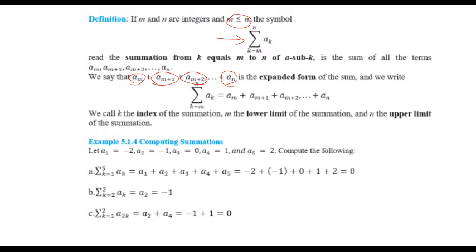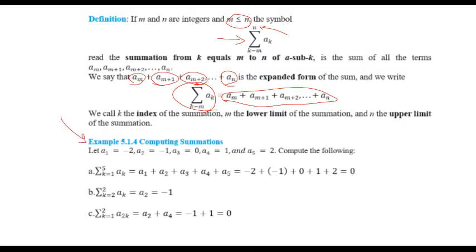This is called the expanded form of this summation, and as I said before, we call k the index of the sequence, and also the index of the summation, and m is the lower limit of the summation, and n, which we put on the top of this sigma symbol, is the upper limit of this summation.